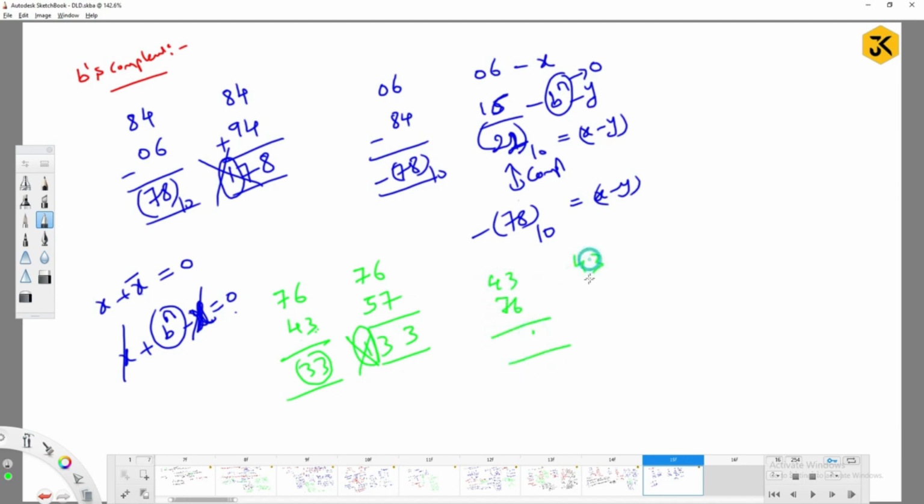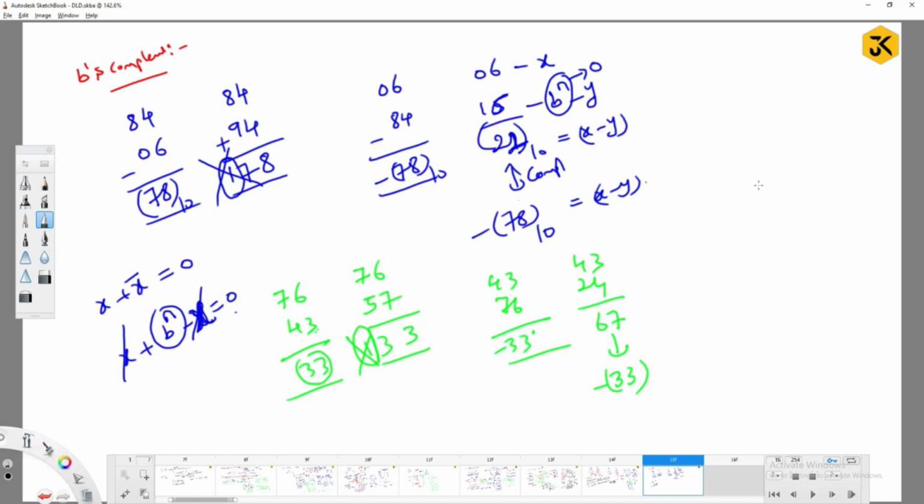The 10's complement of 76 is 24, so 43 plus 24 gives 67. You need to find its complement, which is 33. Further, you need to append a minus sign. So what do you have to do here?